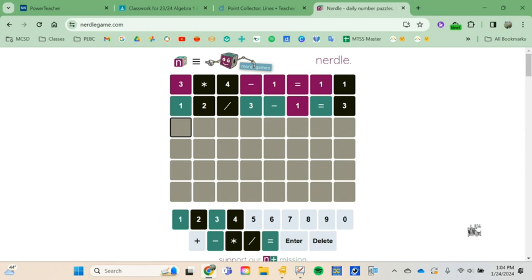Is anybody doing this, or am I doing it by myself? Okay. So 1, 3 minus equals, and I need another 1 somewhere. What if I put that 1 here? I'm gonna get that.